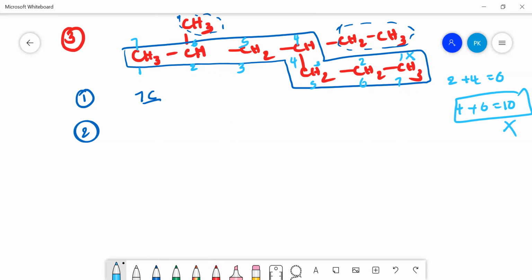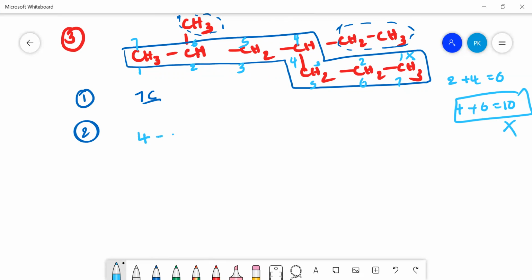So what I told you, when we have more than one substituent, don't consider the number. The position of the carbon is not considered while writing the name. Only follow the alphabetical order of the substituent names. Methyl and ethyl, which will come first? Ethyl will come first, even though the number is more for this. No need to worry about the number.